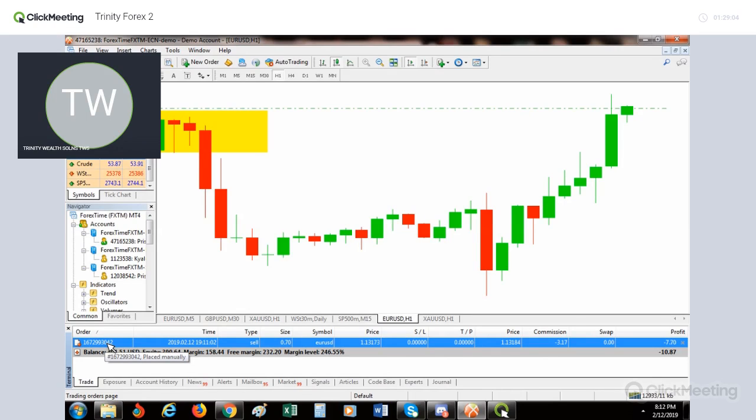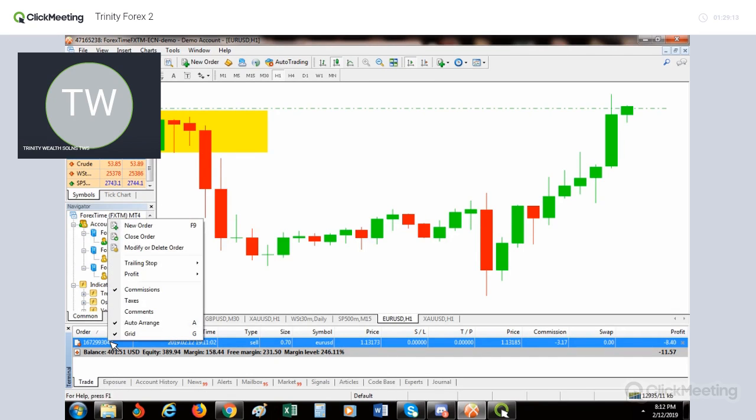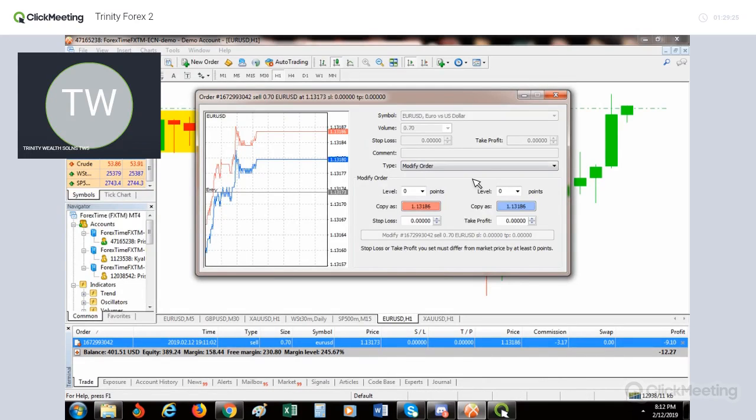So once you enter and you want to modify to put your stop loss or your take profit, actually you can also do that before you enter the trade. But now you've already entered. You highlight, then you right click it. When you right click, you see that screen comes. You go to modify or delete order. So you click on modify. It brings you this screen for you to modify. So we are saying we want to enter our stop loss and our take profit.